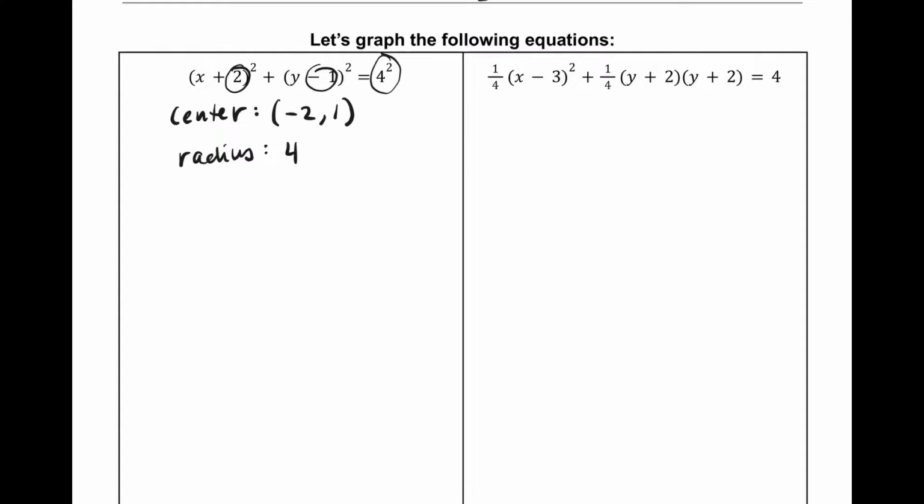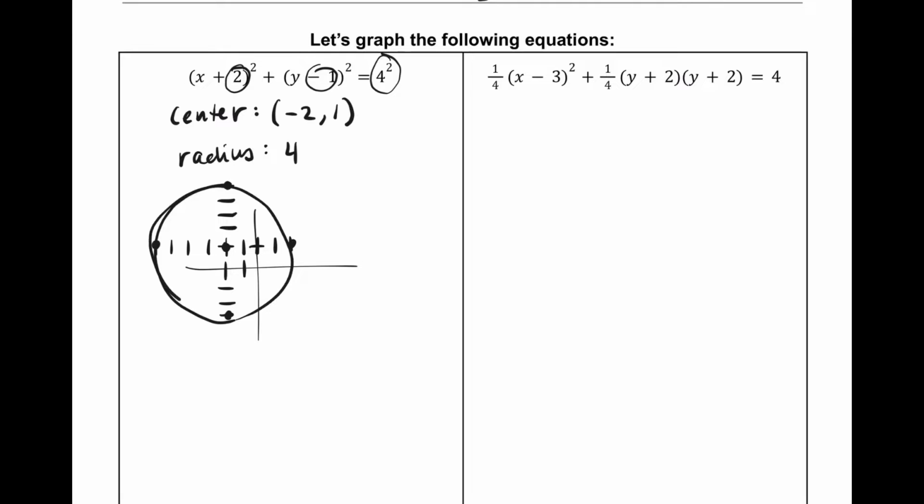So now, if I come down here and make a graph, my center is (-2, 1). Okay, there's my center right there. Now I'm going to go 4 away. 1, 2, 3, 4. There's a point. 1, 2, 3, 4. There's a point. 1, 2, 3, 4. Just like this. Okay, you guys see this? This is going to be my circle.